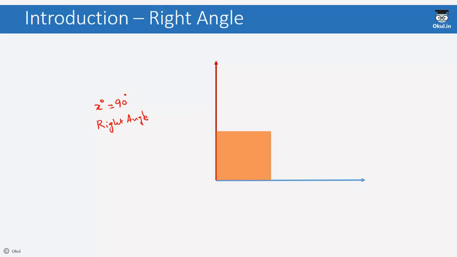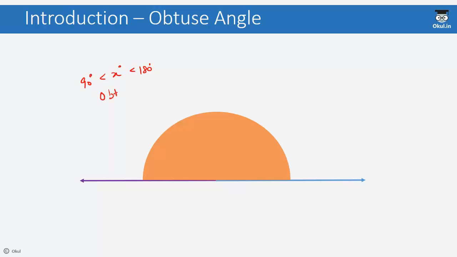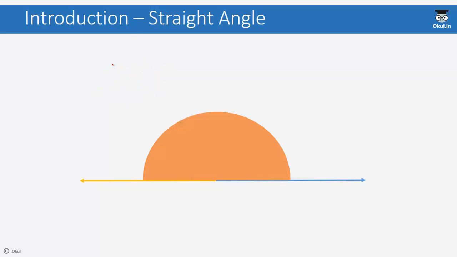The next kind of angle is an obtuse angle. If the value of the angle is between 90 degrees and 180 degrees, then we say it is an obtuse angle. So here the value of x is between 90 degrees and 180 degrees, and this is an obtuse angle. The next is a straight angle. If two rays form an angle equal to 180 degrees, then this is a straight angle. So here x equal to 180 degrees is a straight angle.